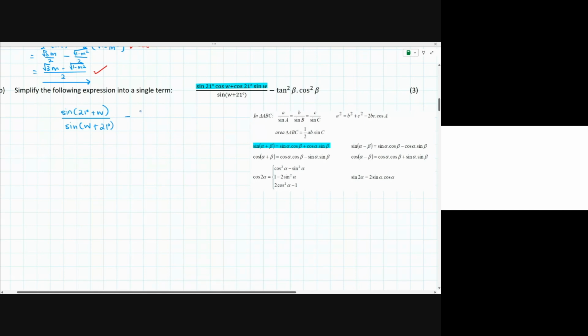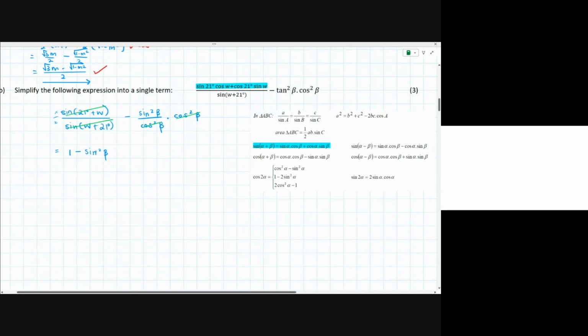The tan squared beta I can write as sine squared beta over cos squared beta, and that is being multiplied by cos squared beta. Now we can start to simplify everything. The cos squared beta simplifies, and so what we have left is 1 minus sine squared beta. I initially forgot that 1, so just make sure you haven't, because remember, x divided by x is 1.